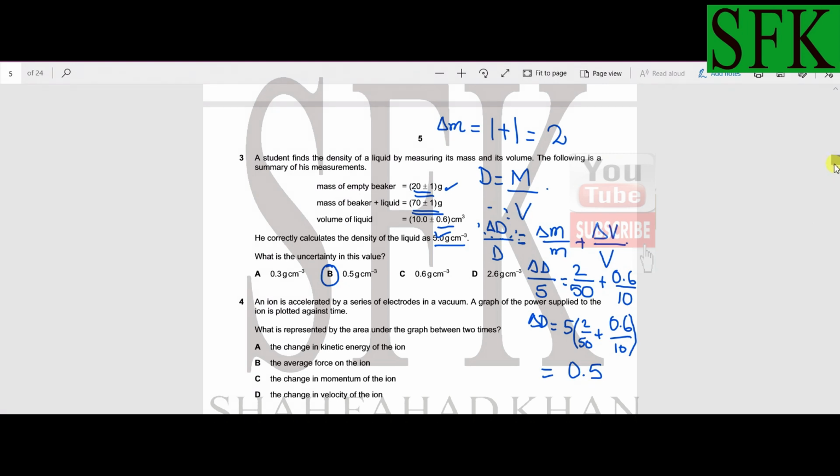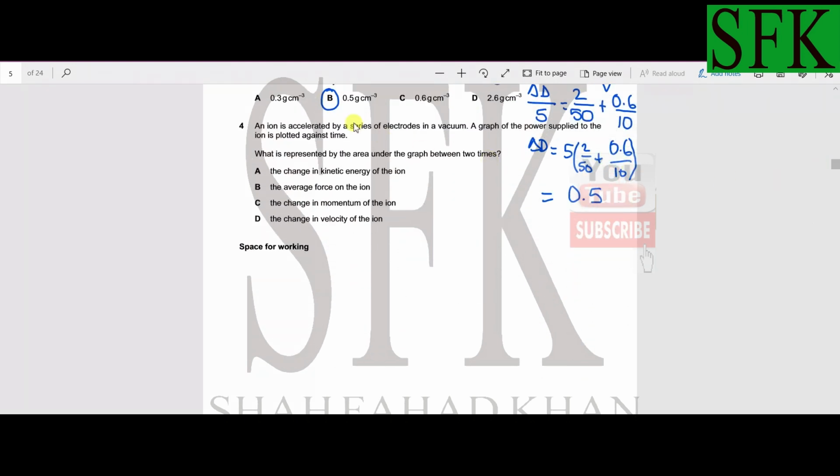Moving on to the next question, number 4. An ion, which is a charged particle, is accelerated by a series of electrodes in a vacuum. A graph of power supplied to the ion is plotted against time. What is represented by the area under the graph between any two times? All right, so power against time. Let's assume this is the graph of power against time. What will the area under this graph represent?